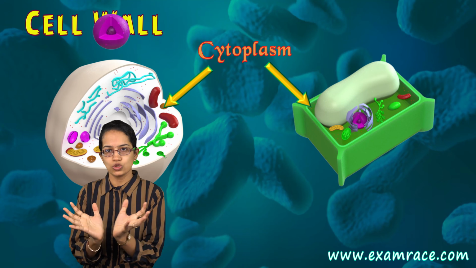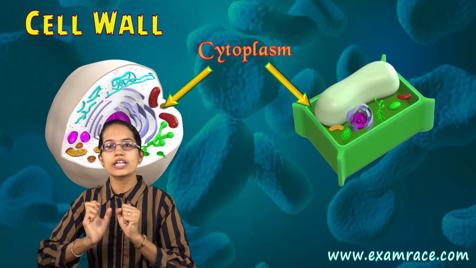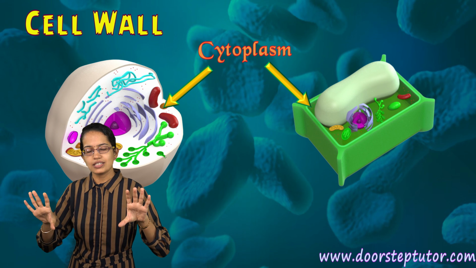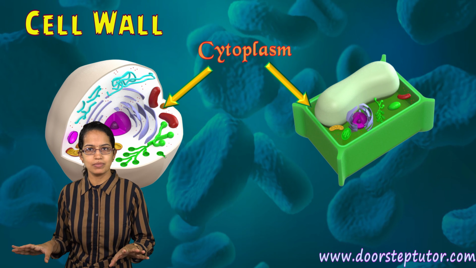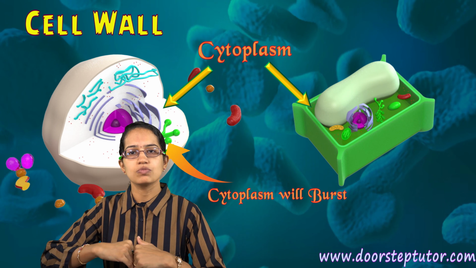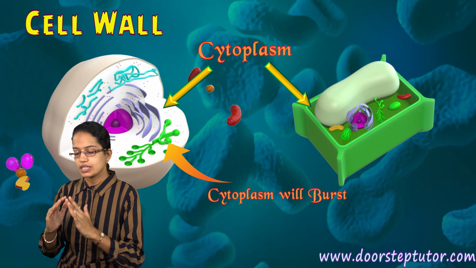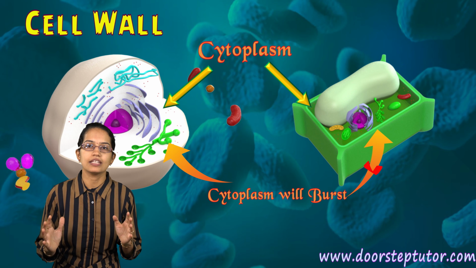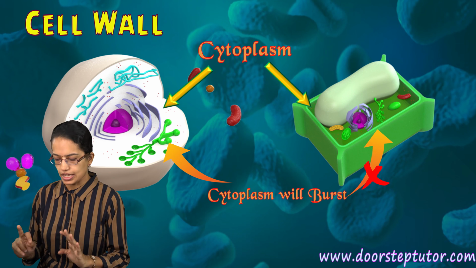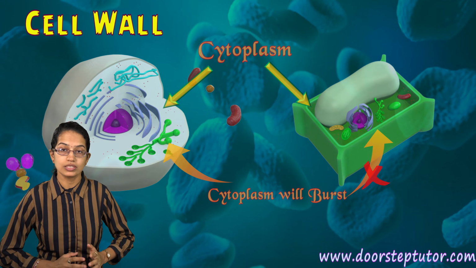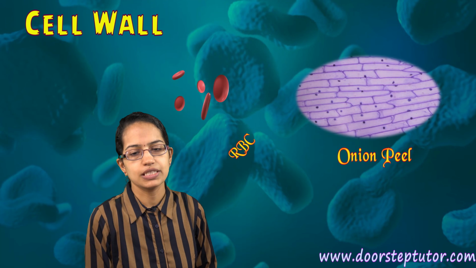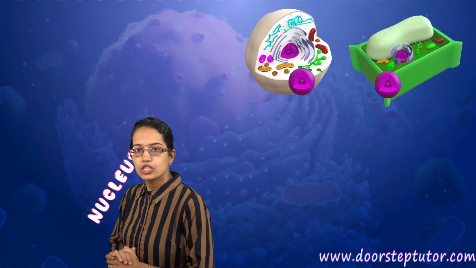The cytoplasm is swollen. Now this cytoplasm would exert pressure onto the cell wall. However, this cell wall is not present in the animal cell. So what would happen in the animal cell? In the animal cell, this cytoplasm would burst. But this does not happen in the plant cell because of the support provided by the cell wall. So another very important concept that we have already talked about in the case of the onion peel and the RBC example. The next is the nucleus.